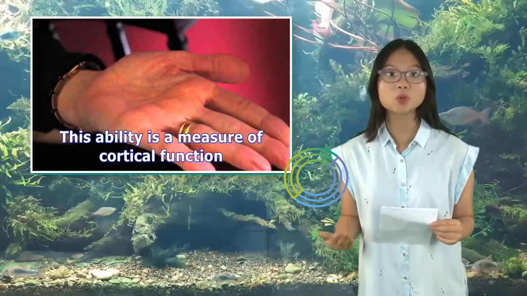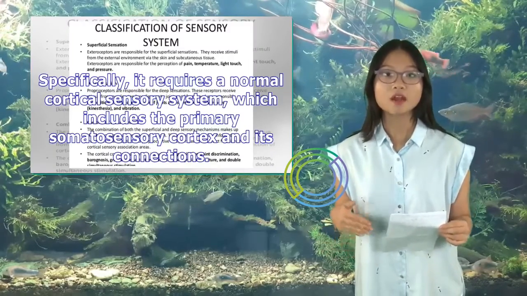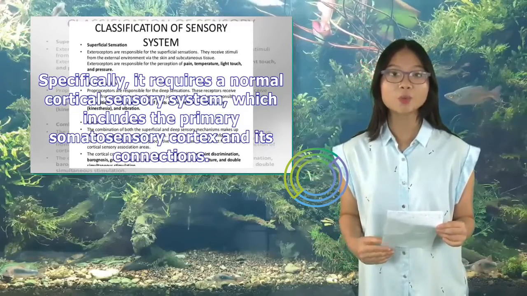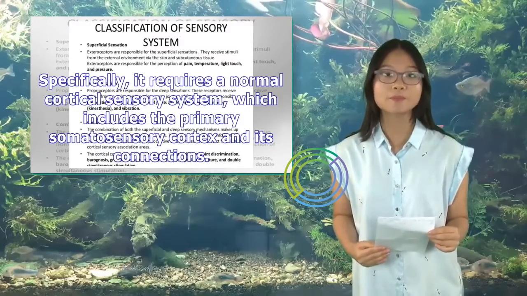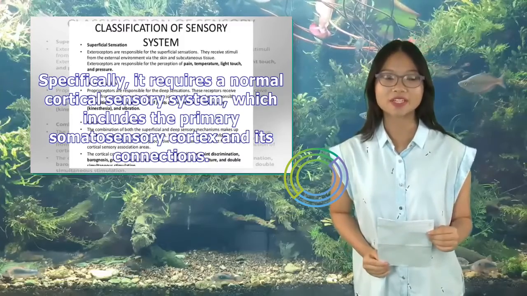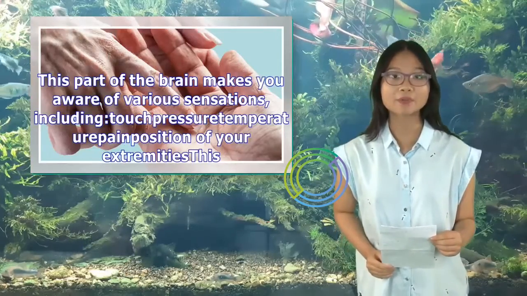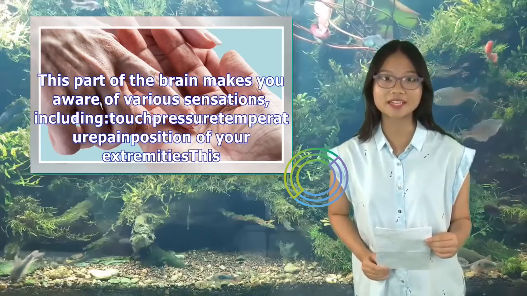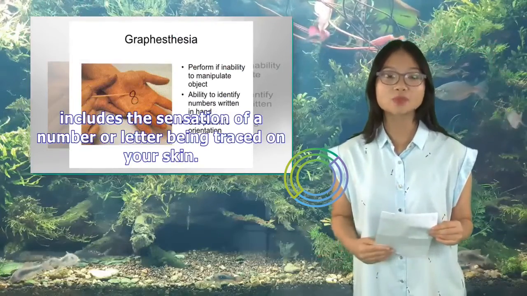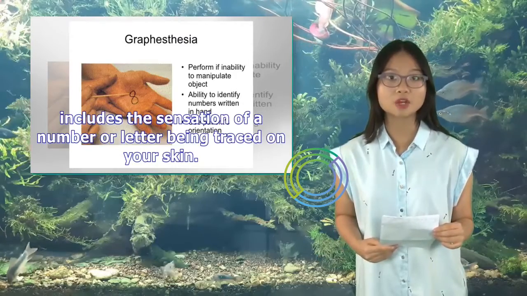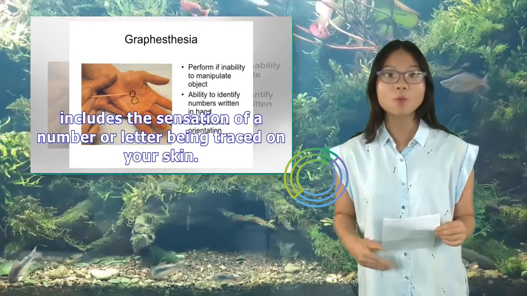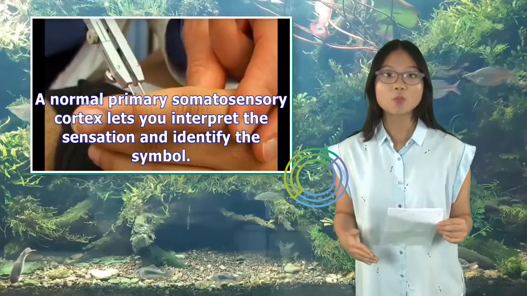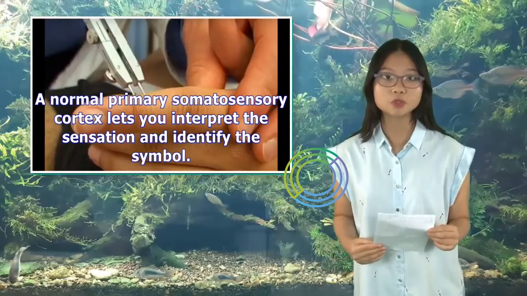This ability is a measure of cortical function. Specifically, it requires a normal cortical sensory system, which includes the primary somatosensory cortex and its connections. This part of the brain makes you aware of various sensations, including touch, pressure, temperature, pain, and position of your extremities. This includes the sensation of a number or letter being traced on your skin. A normal primary somatosensory cortex lets you interpret the sensation and identify the symbol.